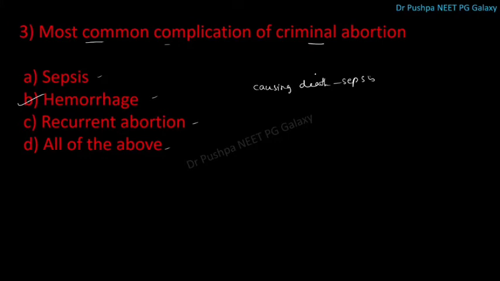So there is a legal definition of abortion. What is abortion legally? It is the expulsion of products of conception at any time before full term. This is the legal definition of abortion. It can be spontaneous or artificial.